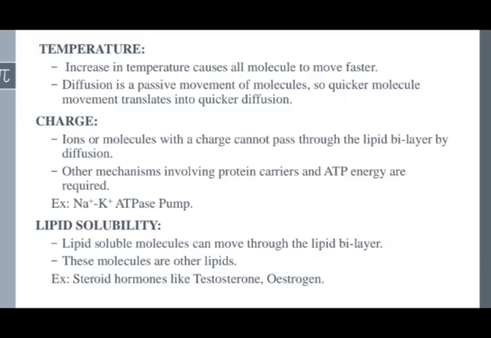Lipid solubility: lipid soluble molecules can move through the lipid bilayer. These molecules are other lipids. Example: steroid hormones like testosterone and estrogen.